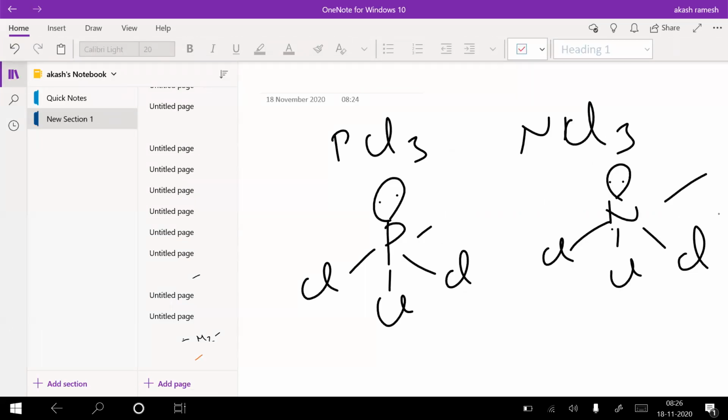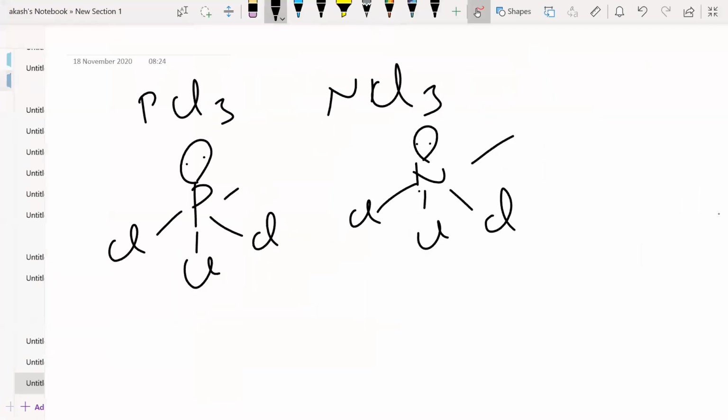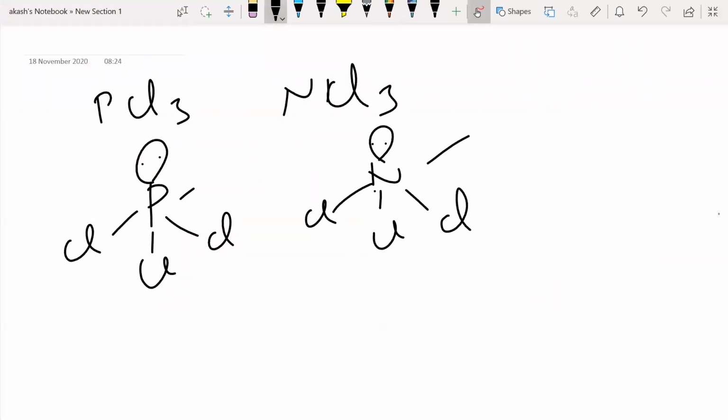NCl3, sir. Okay, fine. Do you want to give me any reasons? Why is it like this? Yes, sir, because N is more electronegative than P. Okay, so then P and Cl interactions will not be as strong, so it will be easily pushed away by the lone pair. Like the first point, what you told was correct. Nitrogen is more electronegative than phosphorus. In terms of size, phosphorus is a little bigger than nitrogen.